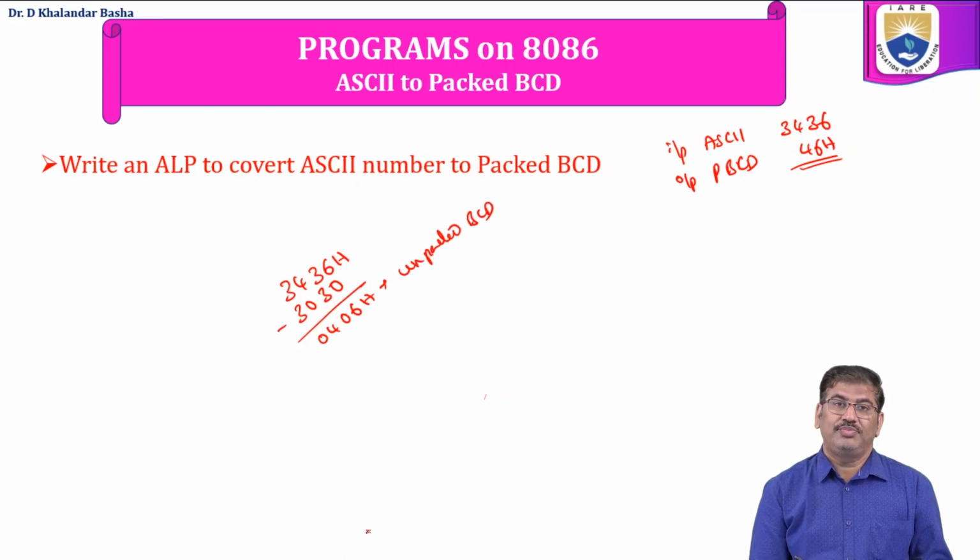From this unpacked BCD, we retain the lower part, that is the AL register content, as it is, whereas the AH contents we shift towards the left side by 4 bits. Then you will get 40H. Then we can do either a logical OR or an addition operation. 6 plus 0 will be 6, 0 OR 4 will be 4, giving 46, which is nothing but the output which we require.